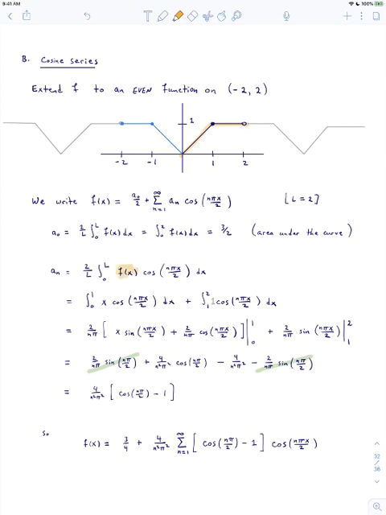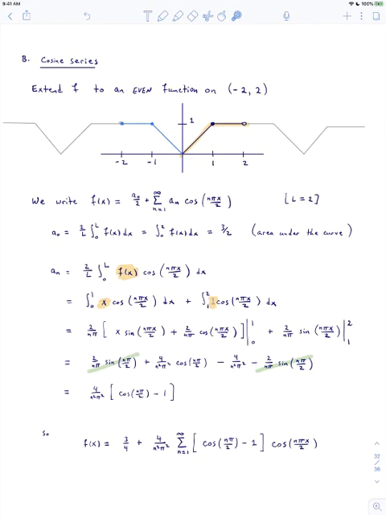So f is x from 0 to 1, and it's 1 from 1 to 2. And it's the same sort of computation as before. Here we have an x times a cosine term, so use integration by parts. Here we're just integrating cosine, so some of the things cancel. You just end up with this, 4 over n squared pi squared times cosine of n pi over 2 minus 1.